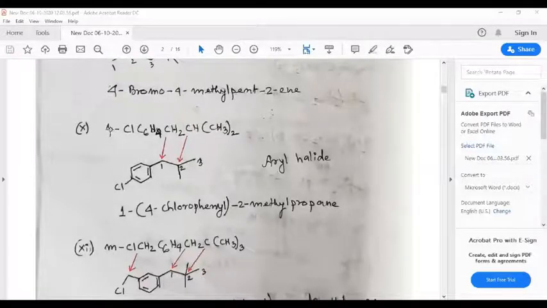Then p stands for para, Cl C6H4 CH2. So here will be 1 benzene ring. The benzene ring is attached to the carbon chain, and at para position of the benzene ring there is 1 chloro group. Then this CH2 is this one, this CH is this one, then to that CH there are 2 methyl groups, this one and this one. The alkyl chain contains 3 carbons, and at one position there is a chlorophenyl group, and at two position there is one methyl group.